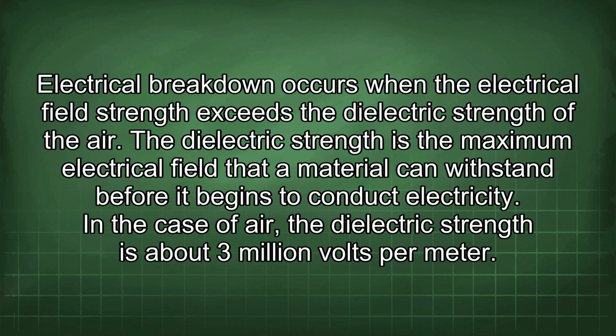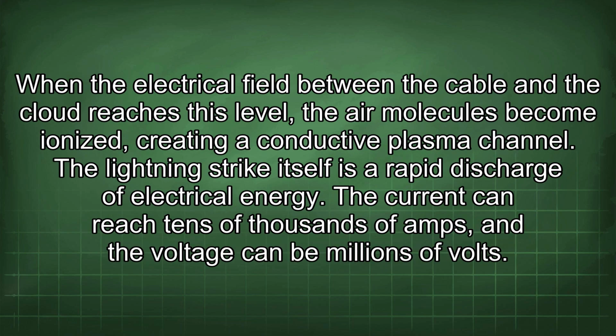The electrical breakdown occurs when the electrical field strength exceeds the dielectric strength of the air. The dielectric strength is the maximum electrical field that a material can withstand before it begins to conduct electricity. In the case of air, the dielectric strength is about 3 million volts per meter. When the electrical field between the cable and the cloud reaches this level, the air molecules become ionized, creating a conductive plasma channel.